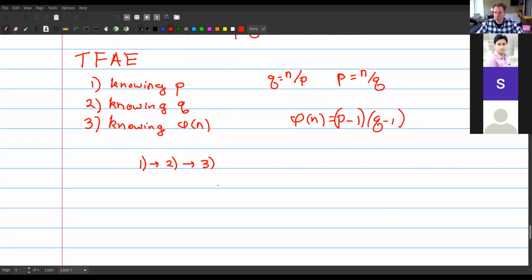Everybody agree? Because if we know P, then we know Q, and if you know P and Q, then you know phi of n. Now the question is, can we bring it back around? If you know phi of n, how is it that you figure out P? So let's argue for that. Suppose we know n and phi of n, and we want to know P.